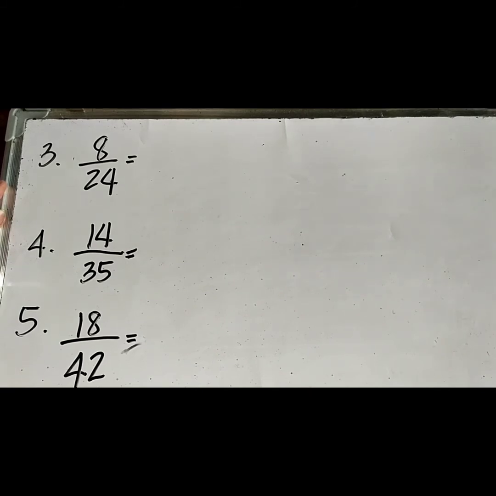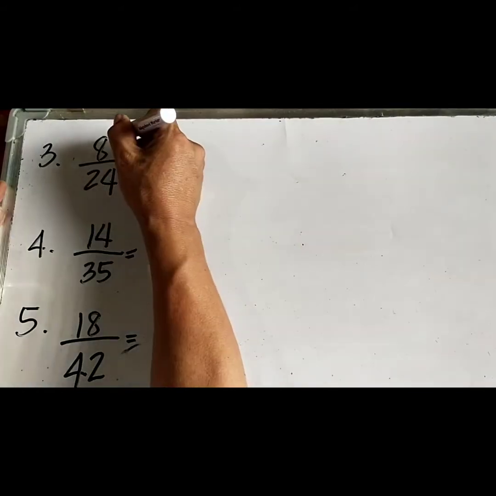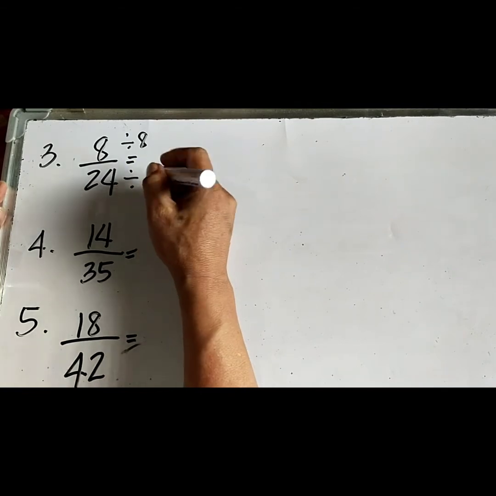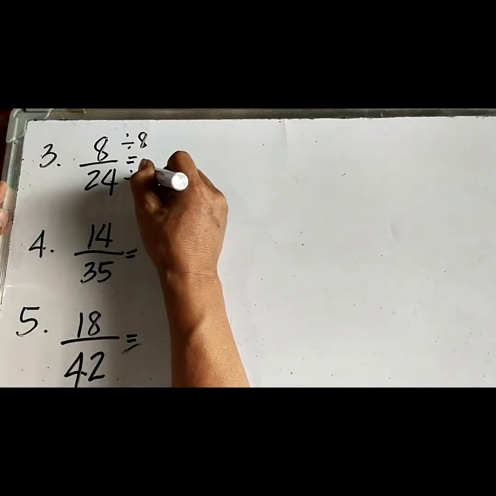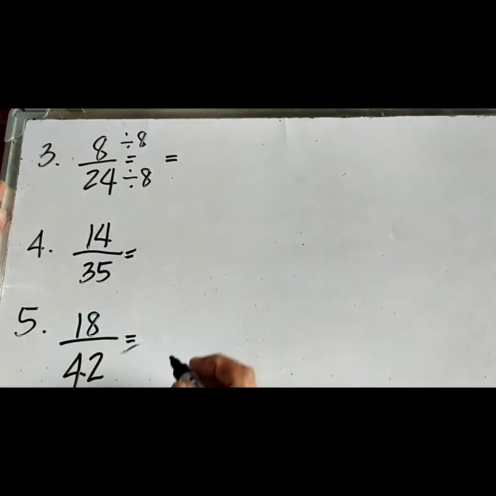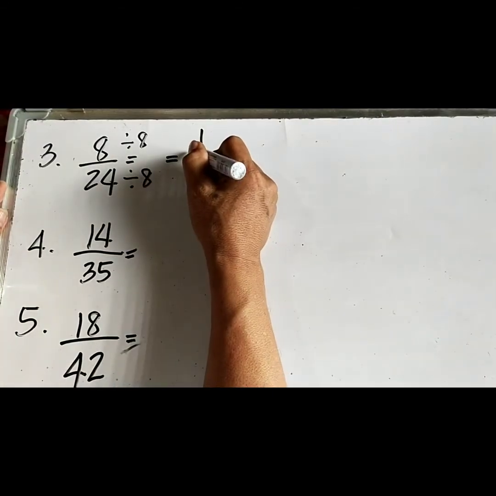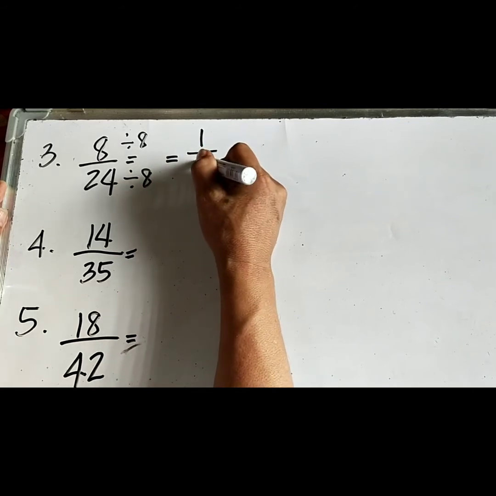So there is no need for us to look for a common factor or GCF, greatest common factor, because 8 becomes the greatest common factor because it is the numerator itself. So let us not look for another number. We will use 8 as our common divisor because this is the common factor of 8 and 24. So we will have 8 divided by 8 will give us 1 and 24 divided by 8 is 3.